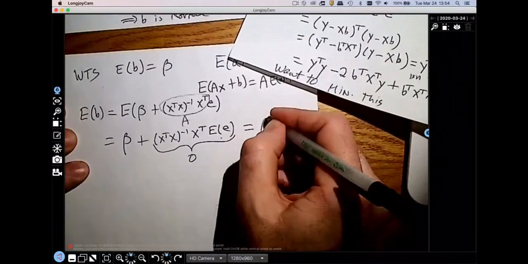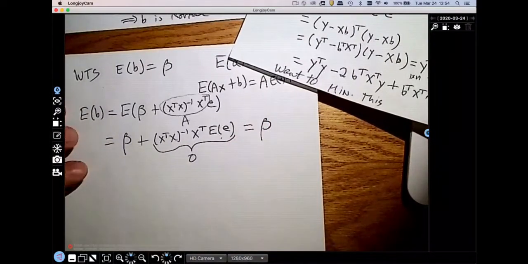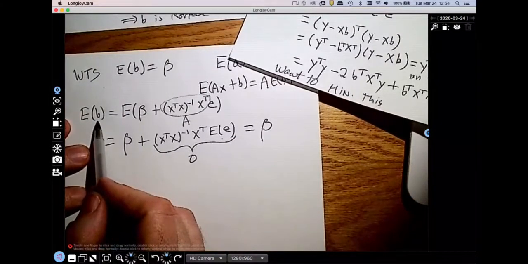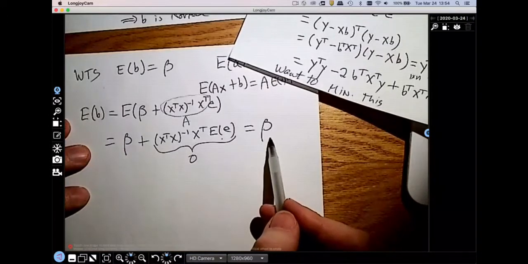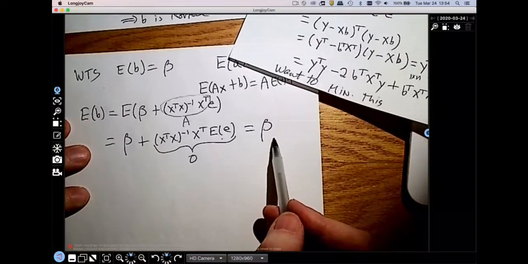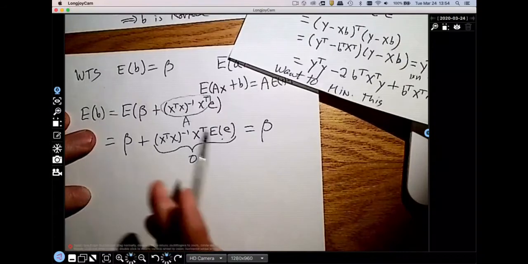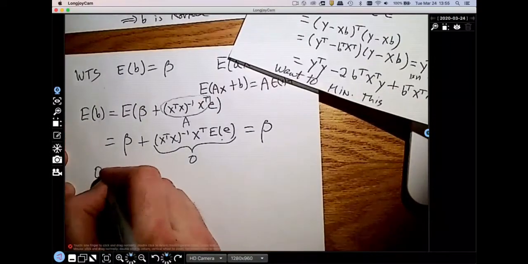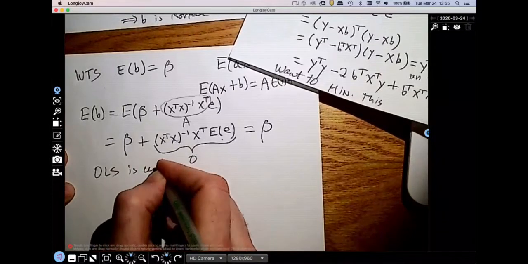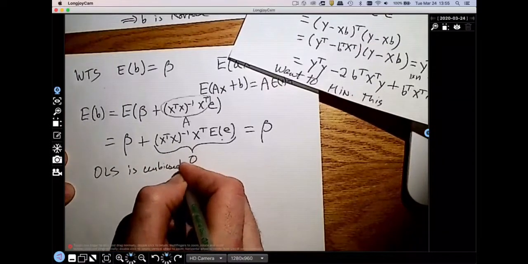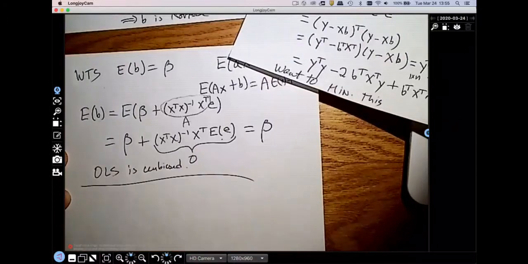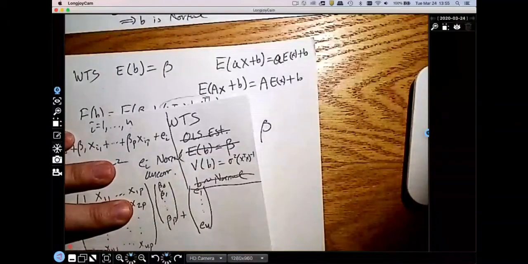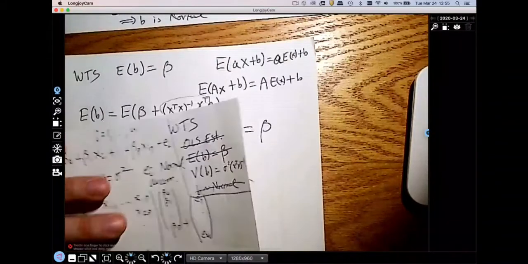And the answer is beta. So what this is saying is, on the average, your OLS estimators equal the true parameter beta. Sometimes your estimates will be too high, sometimes they'll be too low, but on the average you get the true value. So OLS is unbiased. So if we come back to what I said I was going to show, I claim that I've just shown that.